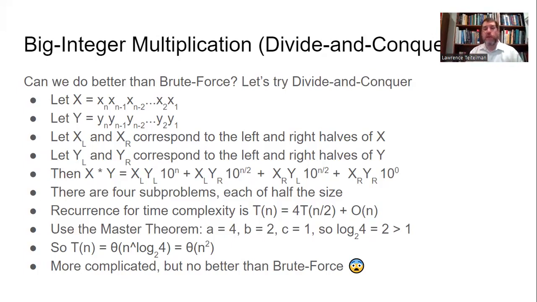So we use our master theorem, with A equals 4, B equals 2, and C, which is the power of the N, is 1. And the master theorem tells us it's going to be N to the power of log 2 of 4. Log 2 of 4 is 2, right? Because 2 to the 2 is 4. So we get N squared. All right.